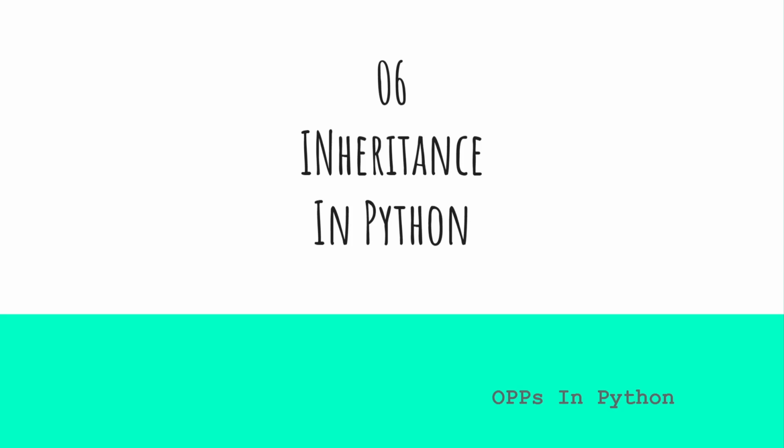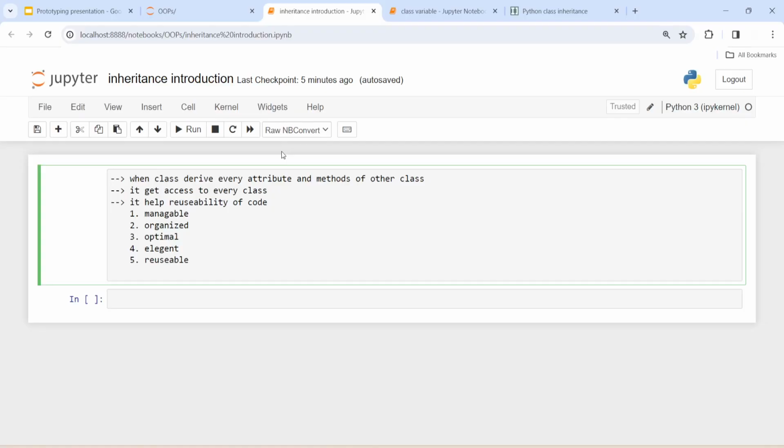So in this video we will see inheritance in Python. So what is inheritance? Let's check it out. Inheritance is nothing but one class deriving every attribute and method from another class, like it copies the properties and behavior of the other class.